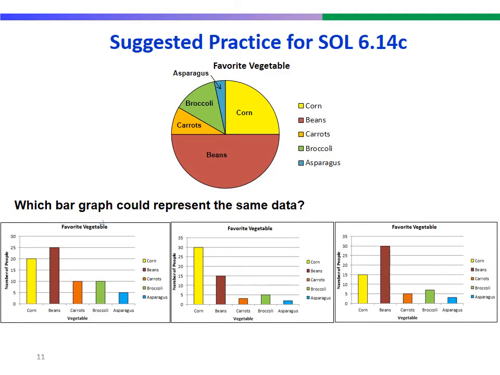And so let's go ahead and analyze our data here. We notice that beans is the biggest. That should be the biggest bar in our bar graph here. So automatically we can take a look at our bar graphs. We have beans, beans, and then beans. So we're going to eliminate the middle graph first. Let's go and eliminate that one.